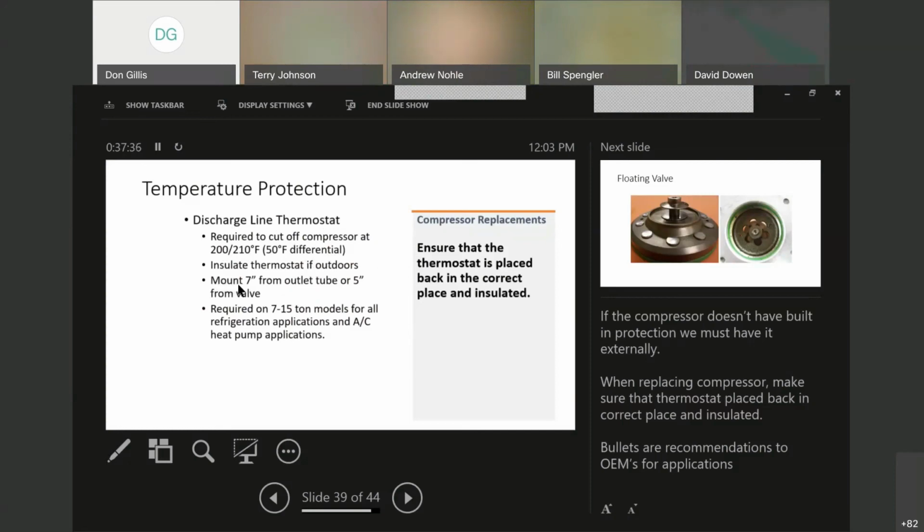You mount that 7 inches from the outlet tube or 5 inches from the valve. It is required on 7 to 15-ton models for all refrigeration applications and AC heat pump applications. Ensure that that thermostat is placed back in that correct position and insulated. If the compressor doesn't have the built-in protection, we must have it externally.